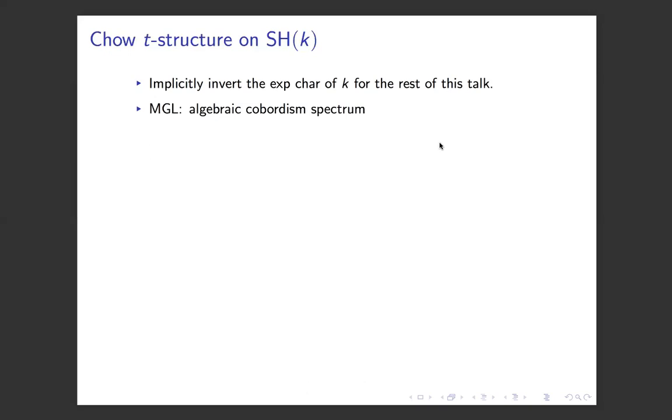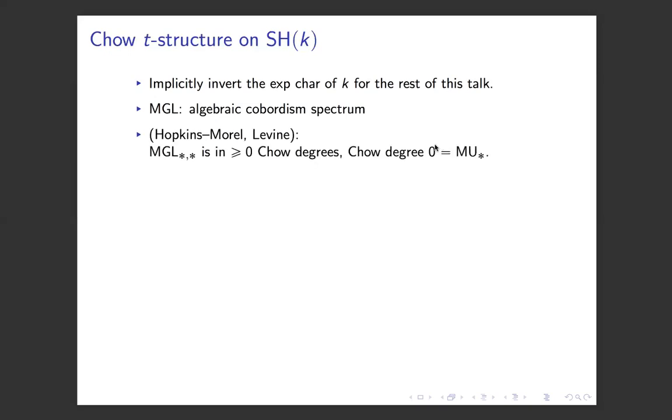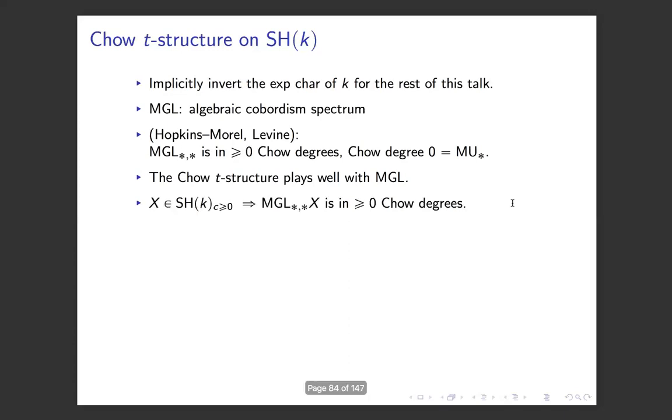MGL is the algebraic Thom spectrum. By work of Hopkins, Morel, and Levine, we know that its bigraded homotopy groups are actually concentrated in non-negative Chow degrees. I should mention that Chow degree here means the topological stem, the first grading, minus twice the second grading. That's our definition for the Chow degrees. So MGL is always concentrated in non-negative Chow degrees, and in Chow degree 0, it is actually the Lazard ring. So the Chow t-structure plays very well with MGL.